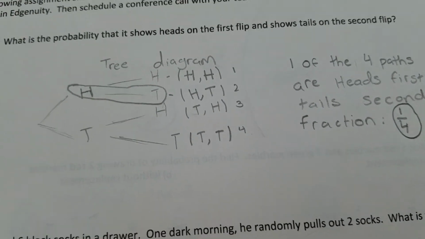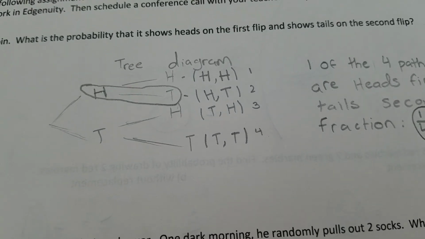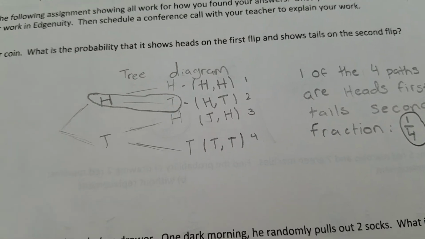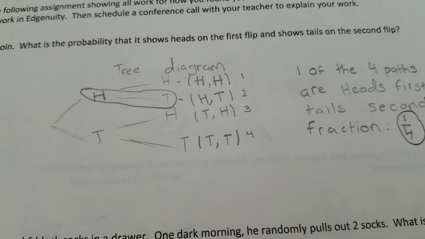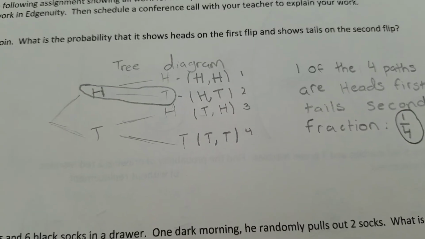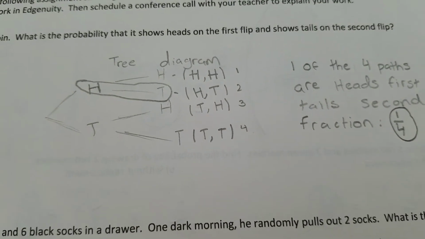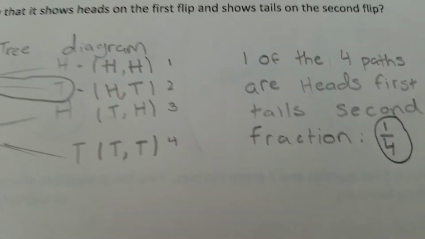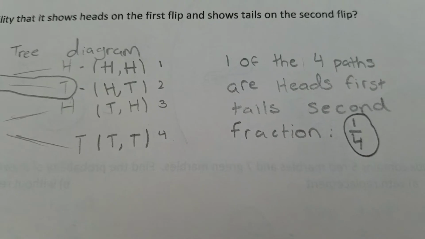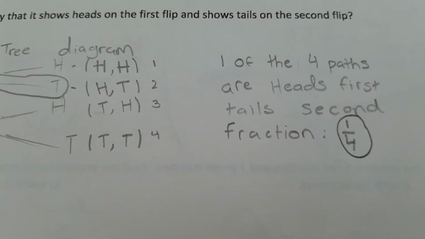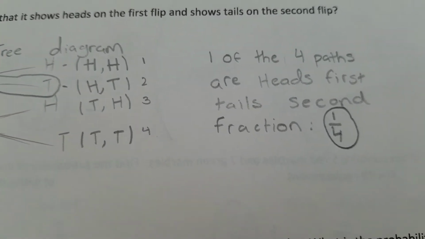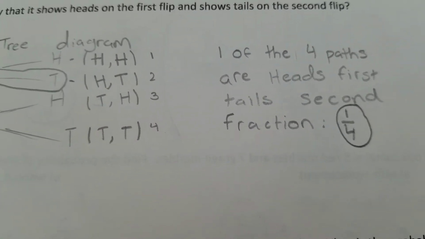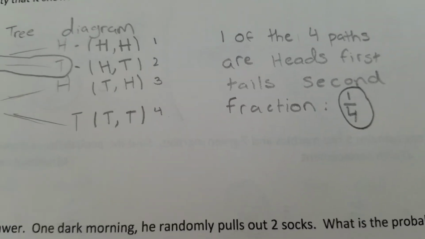The tree diagram shows that when the first flip is heads, you can get heads or tails on the second flip, and when the first flip is a tail, you can again get heads or tails on the second flip. So basically these are the combinations: heads-heads, heads-tails, tails-heads, tails-tails. One of the four is heads first and tails second, which is number 2. So it's 1/4 probability.